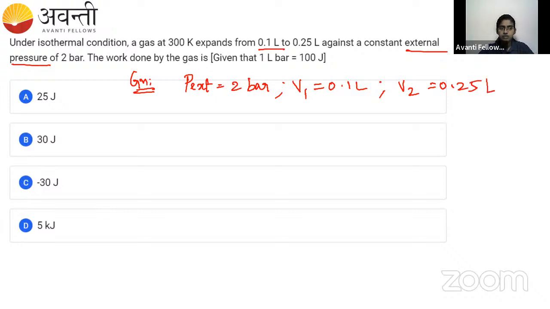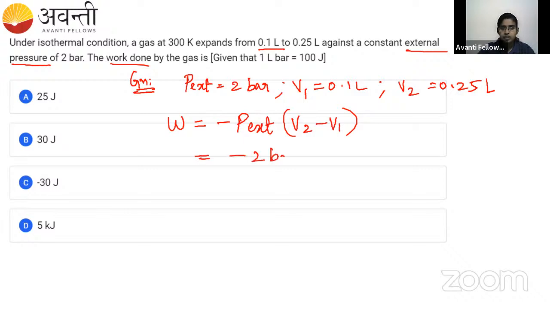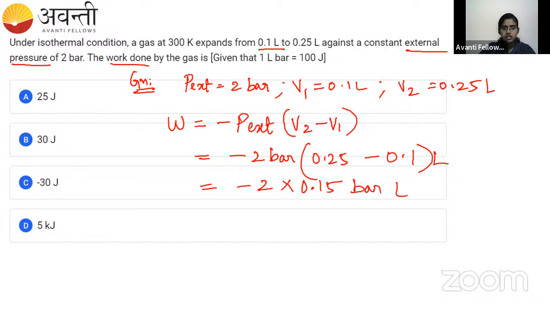We have to find out the work done. So how to find out the work done? Work done is equal to minus P external into V2 minus V1. Okay, we have constant external pressure, so it is an irreversible process. So we have to use this relation. Now substitute, external pressure is 2 bar and V2 minus V1 is 0.25 minus 0.1 liter. So the answer will be minus 2 into 0.15 bar liter, and here it is equal to minus 0.30 bar liter.